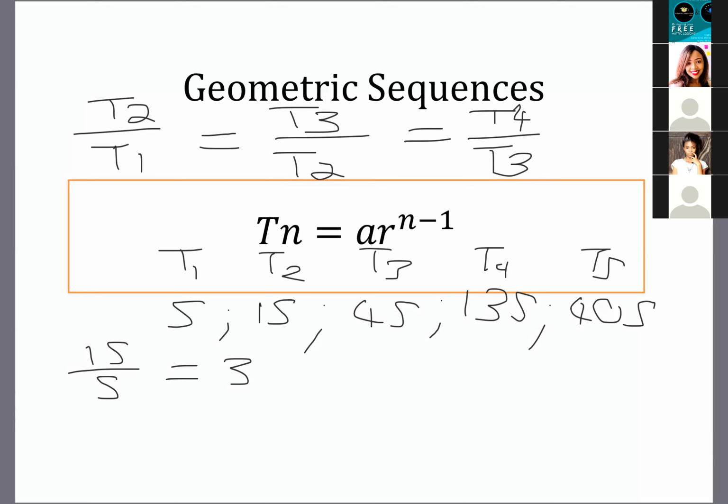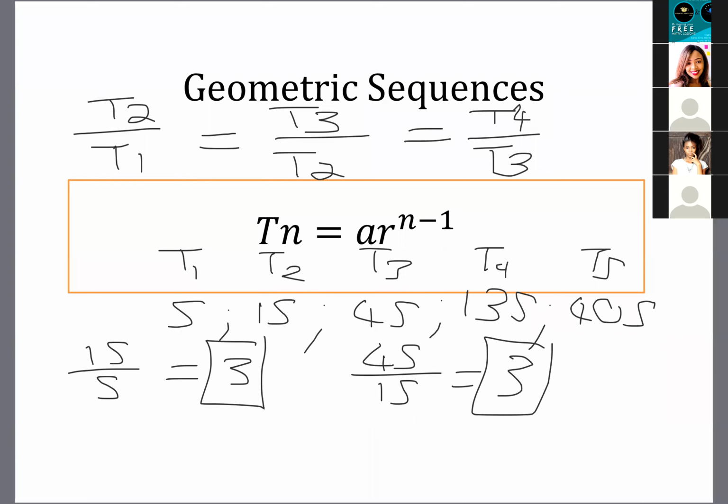Are you guys with me? Yes, ma'am. And if I say 45 over 15, what does that give me? 3. It also gives me a 3. So do you see what I mean by common ratio?